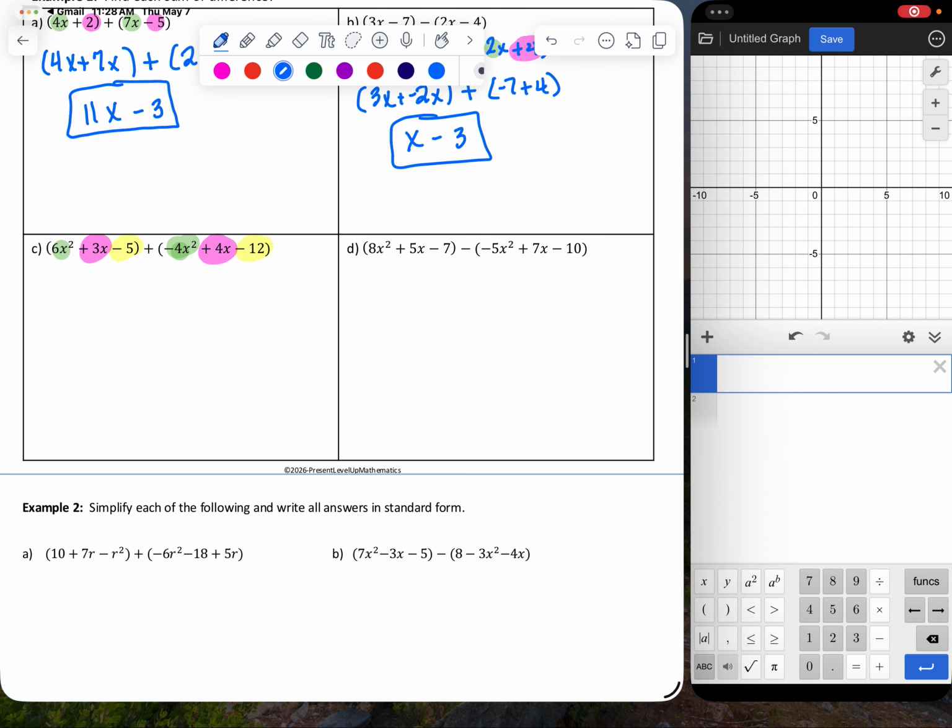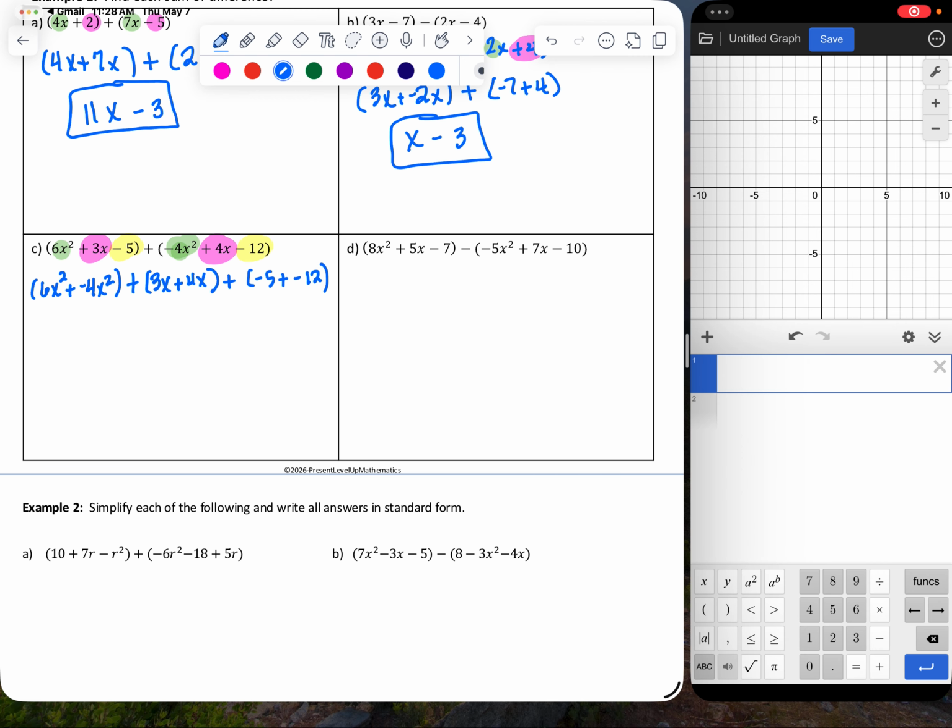So this time I'm going to need 3 parentheses. So I'm going to put 6x squared together with negative 4x squared. Then I'll put 3x together with positive 4x. And then I'll put negative 5 together with negative 12.